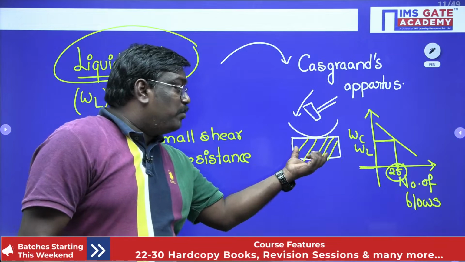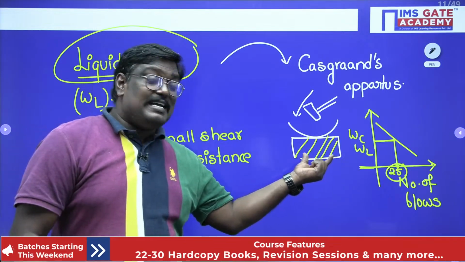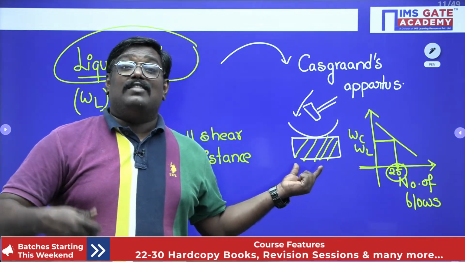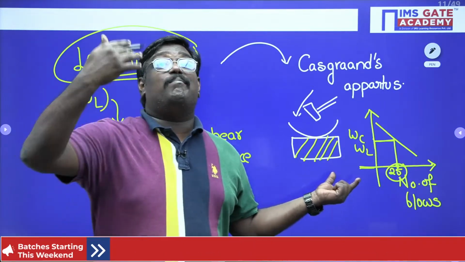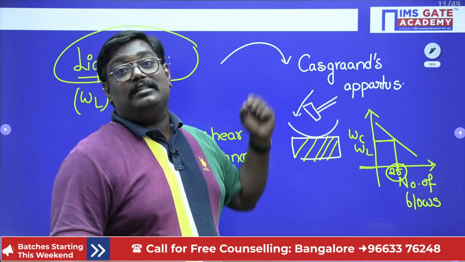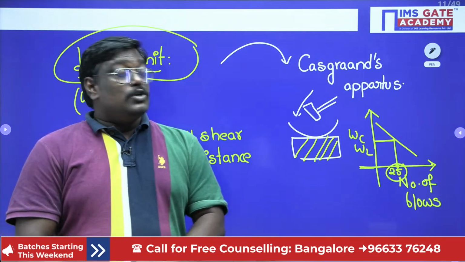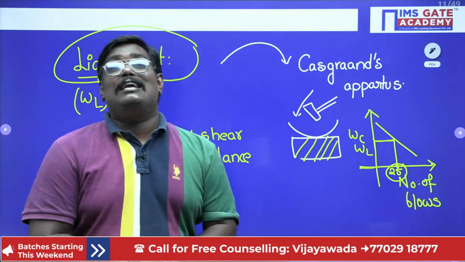If the base is rubber, if the base is softer than rubber, the number of blows will increase and definitely the liquid limit will also increase. So, this is the definition of liquid limit.